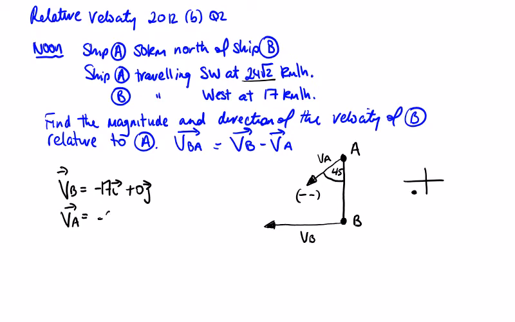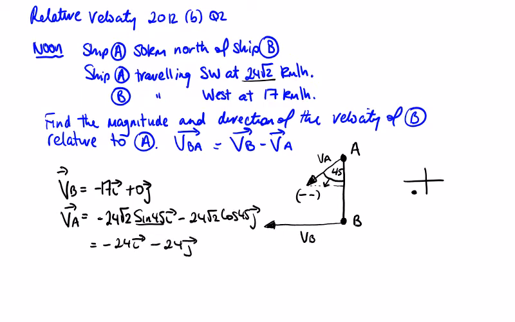So minus 24 root 2 by, what's my I? Well, it doesn't matter why, we know it's 45, but let's get it right. My I direction is opposite the 45, so sine 45 times I minus 24 root 2 cos 45 times J. So the root 2's cancel here, because that's 1 over root 2, so that's going to be equal to minus 24I minus 24J. So that's the velocity of A.